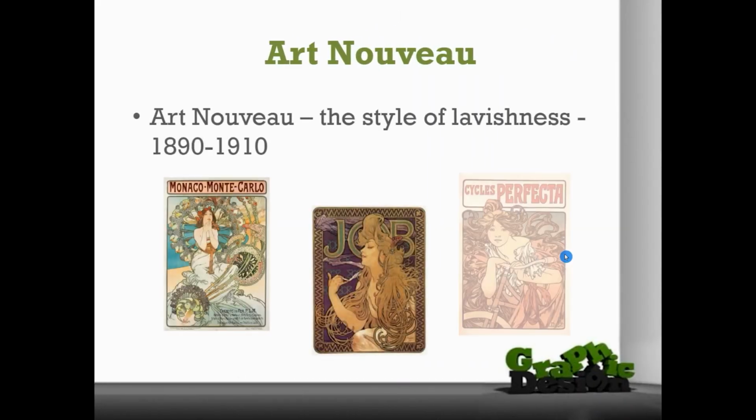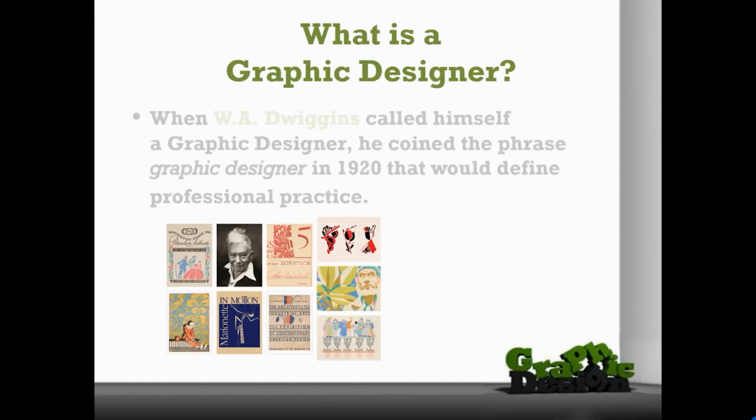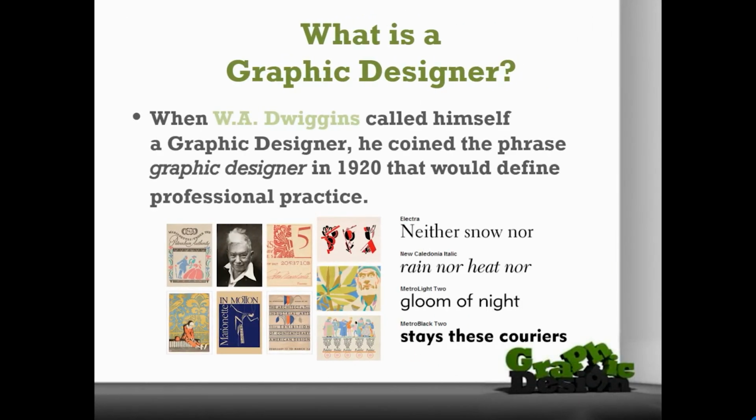Art Nouveau is the style of lavishness. So you notice all of the swashy hair and all of that kind of stuff. That was in 1890 to 1910, and you still see a little bit of it within some places in the French, and sometimes in New Orleans, you see the little fleur-de-lis and stuff that they still use in their decor down there. So what is graphic design?